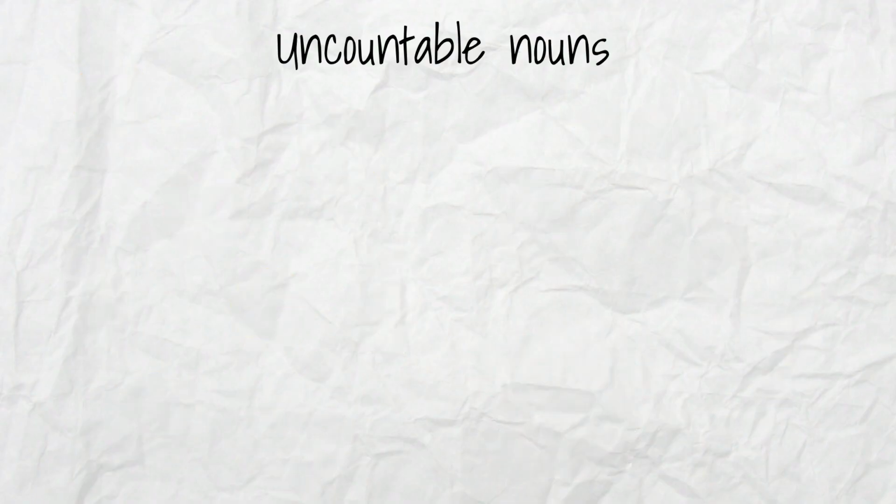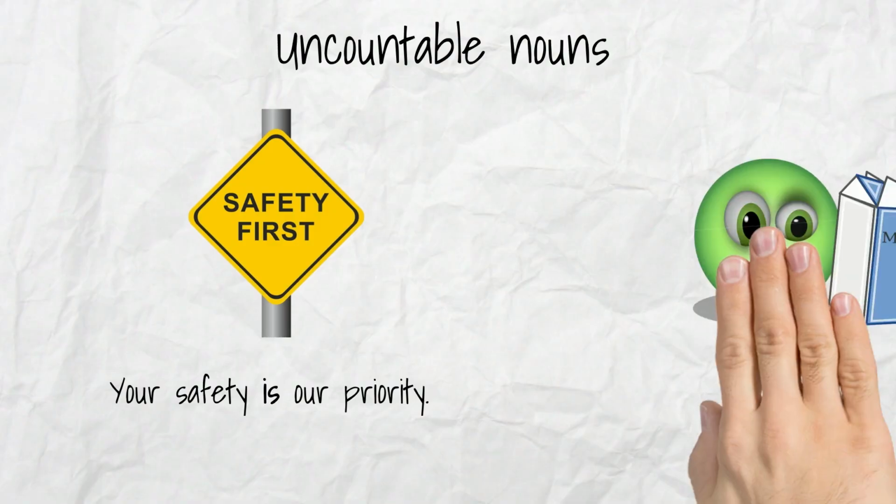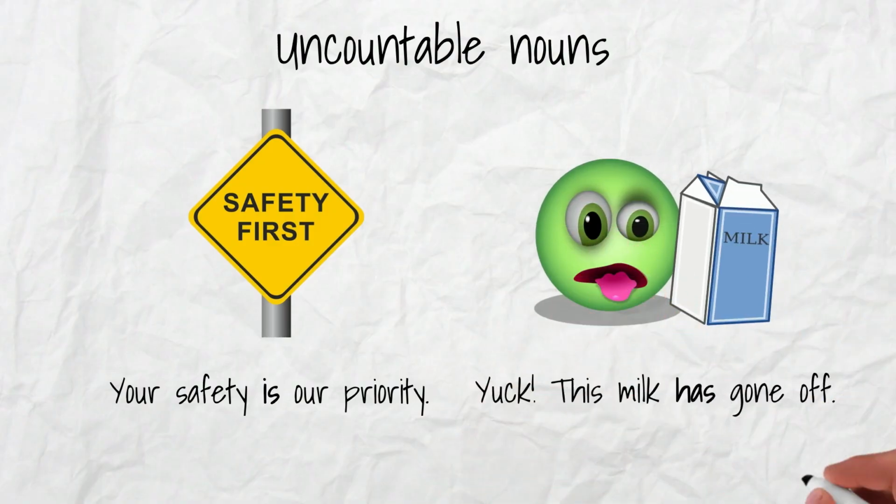Uncountable nouns don't have a plural form. This means that we have to use singular verbs. For example, your safety is our priority. And, yuck, this milk has gone off.